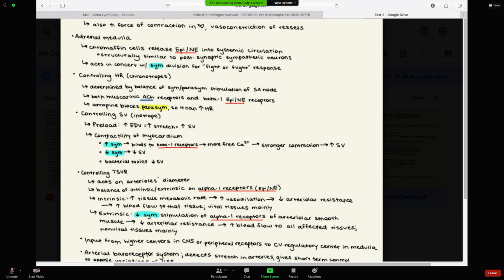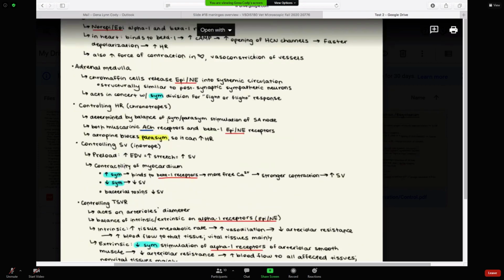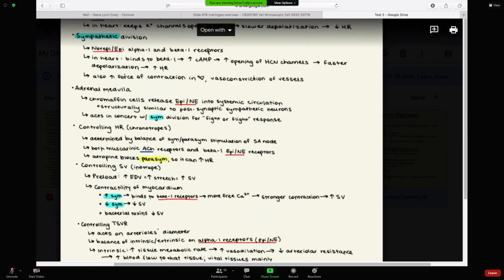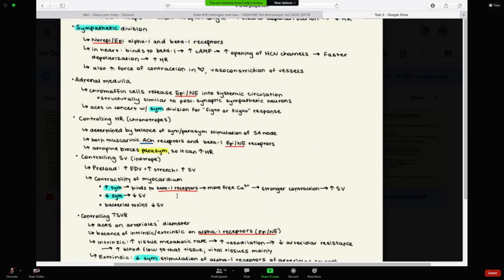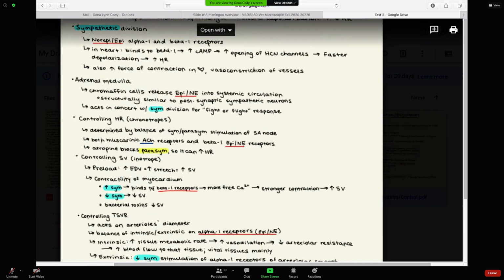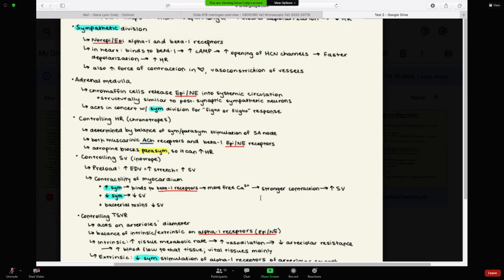So that's kind of what I was talking about with the sympathetic, how it can act on the SA node, or it can actually act on the contraction of the heart itself. That's what this is talking about. So again, I'm going to bind to these beta-1 receptors, epinephrine, norepinephrine. So if I'm increasing sympathetic, I'm getting more epinephrine, norepinephrine binding on those beta-1 receptors. Specifically, what that is going to cause is more free calcium.